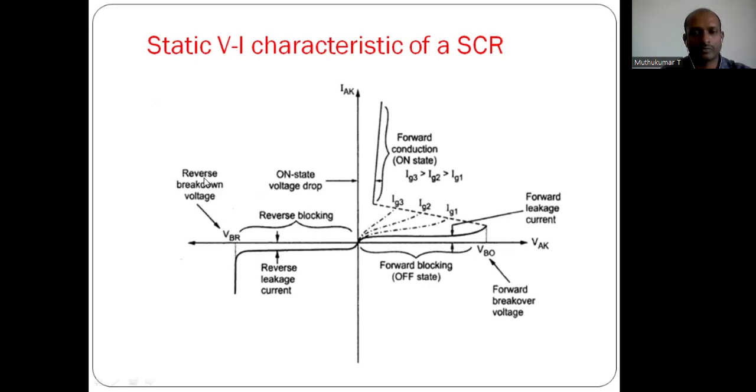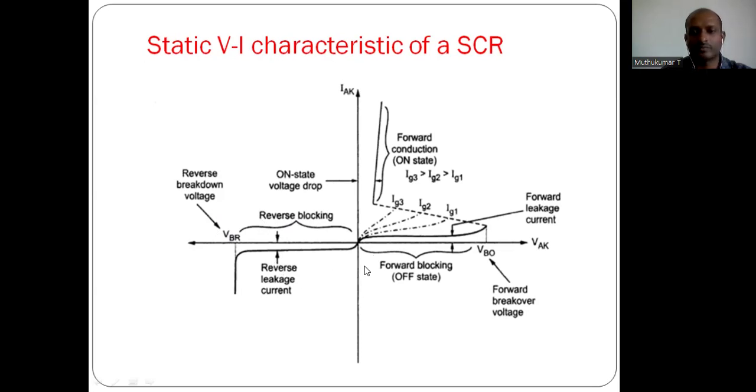So this is called the reverse blocking mode. In this reverse blocking mode, a reverse voltage is applied, so a very small amount of reverse leakage current is passing through. Almost it is in the off state. If the reverse voltage exceeds the reverse breakdown voltage VBR, the reverse current goes very high. So after VBR, current increases rapidly. So this is the reverse blocking mode.